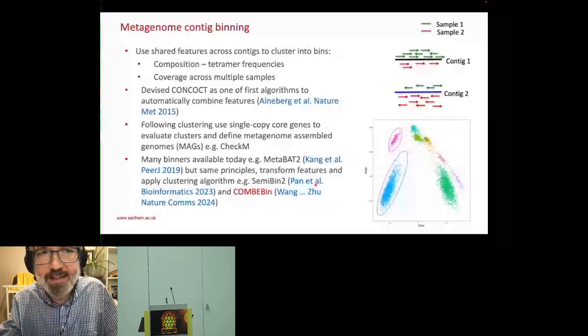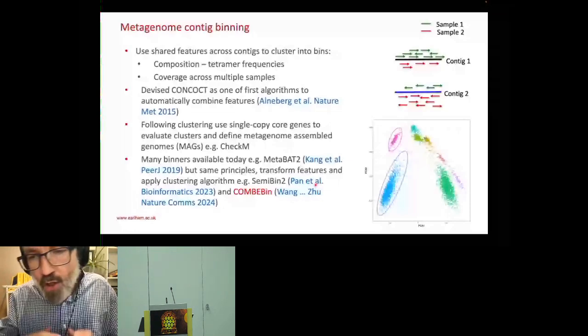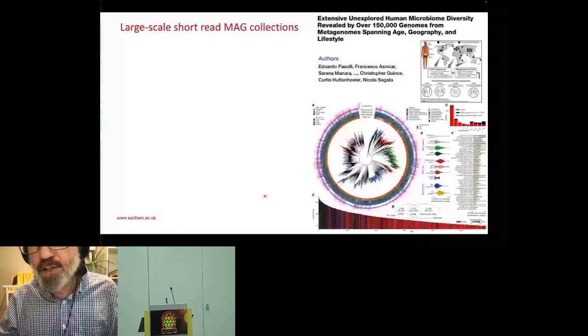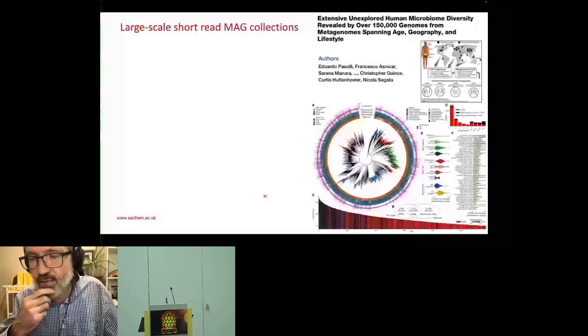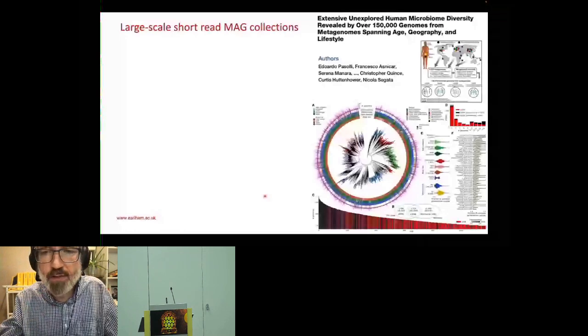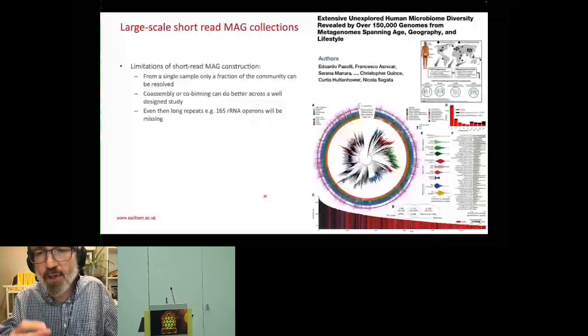Okay, so that's a brief introduction to short read metagenomics and genome-resolved metagenomics from short reads. What can we do with it? Now, there are major limitations. You only ever get a fraction of the sample with short reads. You can do better if, as I said, you've got multiple samples from the same community.